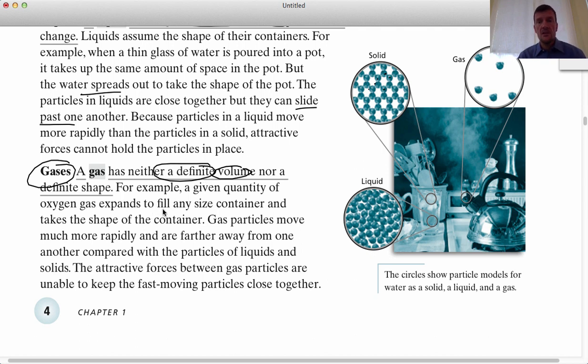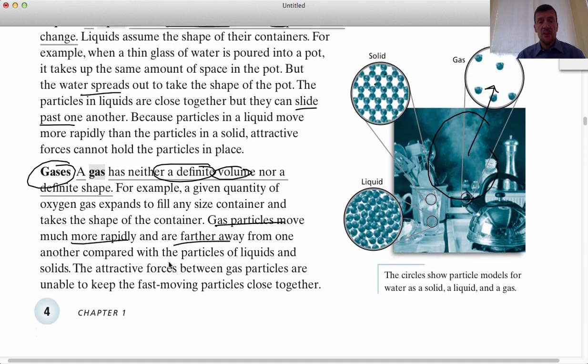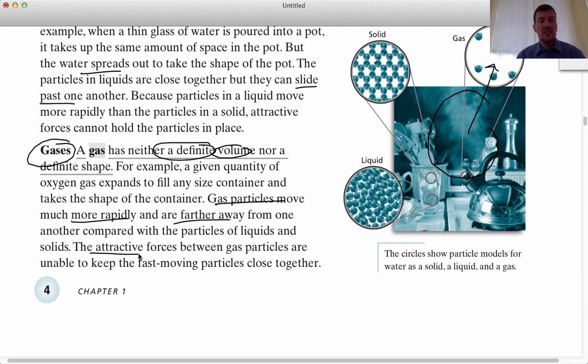Okay, so as mentioned, as water turns into steam here, it's going to turn into that gas, and those gas particles are going to spread out. Still water, they're just going to spread out and take on the volume of whatever container they're in. They move much more rapidly, they're farther apart, and basically the attractive forces between those gas particles are not strong enough to keep them together because the particles have so much energy.